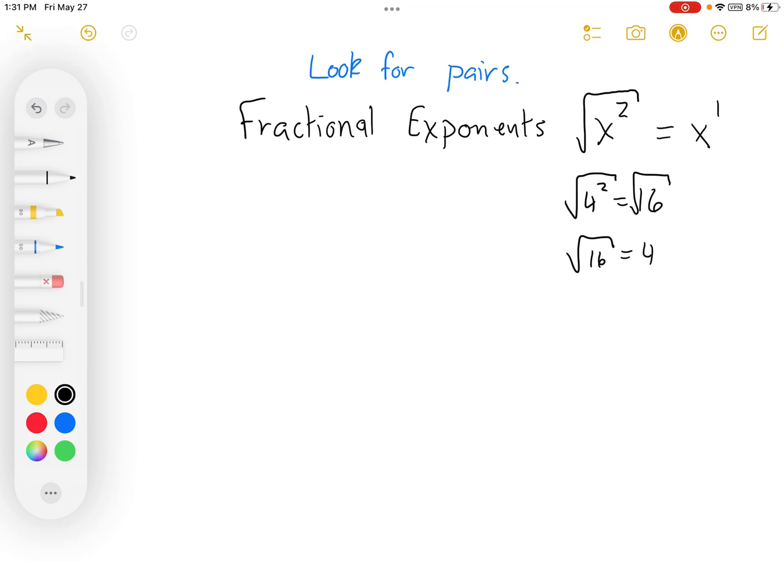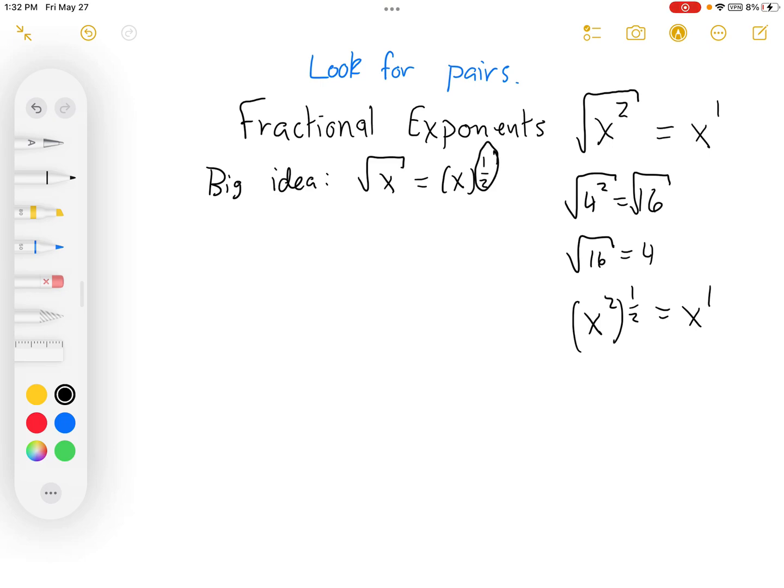Now, using the knowledge that we have now of our rules of exponents, we could go ahead and take our x squared and multiply it by 1 over 2 to get back to 1. 2 times 1/2 is 1. So the big idea for this unit is the square root of x is the same thing as x to the 1/2. Sometimes when you're solving these problems, it becomes easier to use a fractional exponent to simplify a radical than other things that you could potentially do.